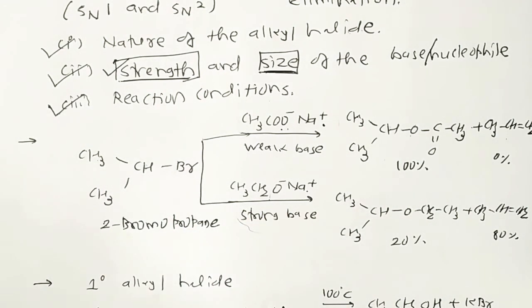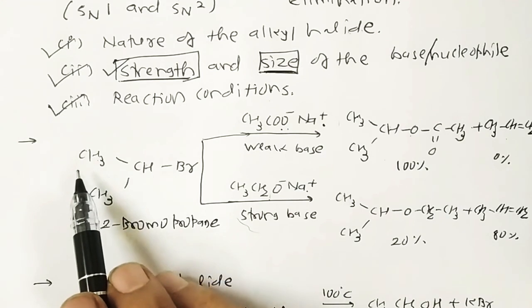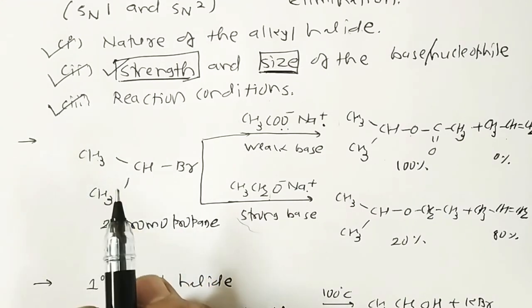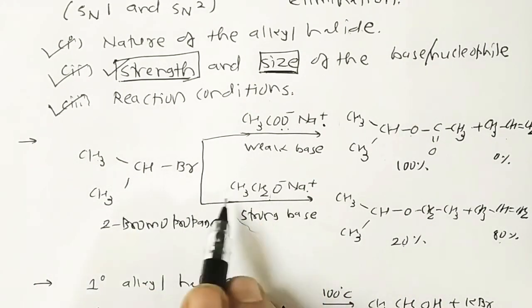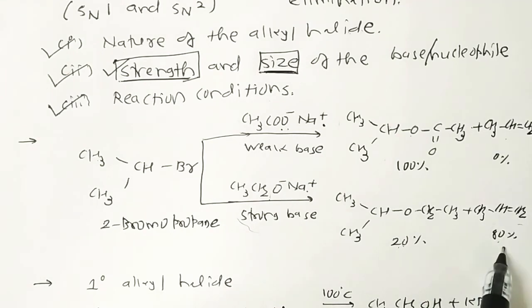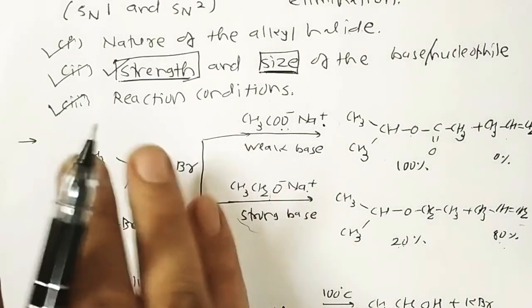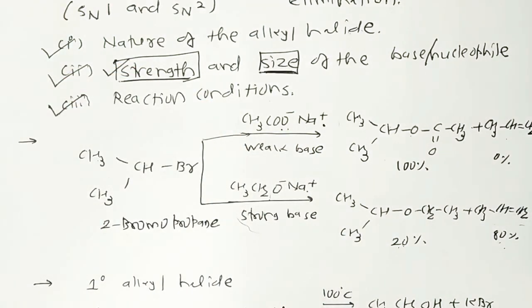But if we perform the reaction with a strong base like CH3CH2O⁻ Na⁺, a very good strong base, this strong base definitely approaches the beta hydrogen and abstracts a proton to give the elimination product rather than attacking the tetrahedral carbon. So we get two different products the same way, CH3CH(CH3)OCH2CH3 20% and CH3CH=CH2 80%. So I think you have a certain idea of the nature of alkyl halide, then the strength and size of the nucleophile.